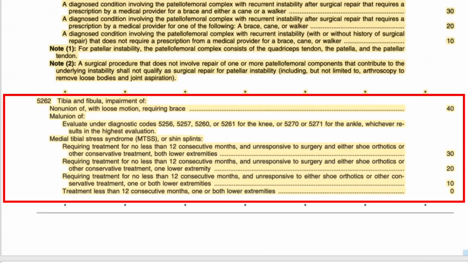It used to be that shin splints would get rated on how they affected the knee or the ankle, and most often C&P examiners would associate the shin splints with the knee. So basically, your shin splints would get pyramided up with whatever problem you had in your knee. Well, now you can get a separate rating for them, which I think is very appropriate because shin splints don't really realistically bother your knee or your ankle. They bother your shin. I used to have shin splints, so I can speak to this.